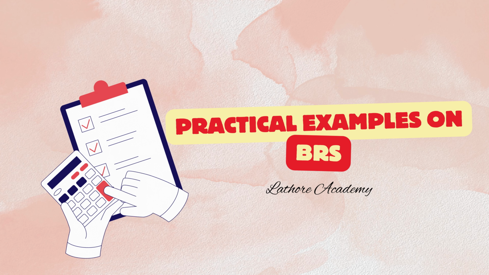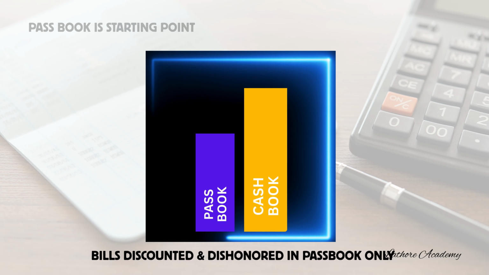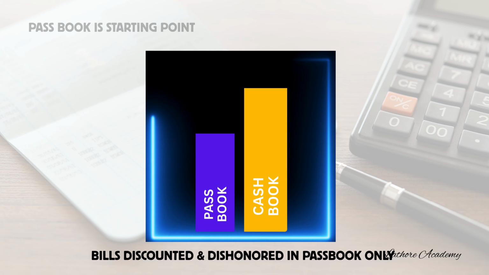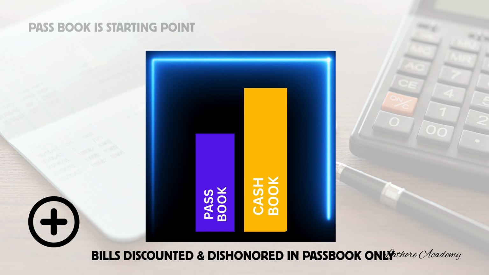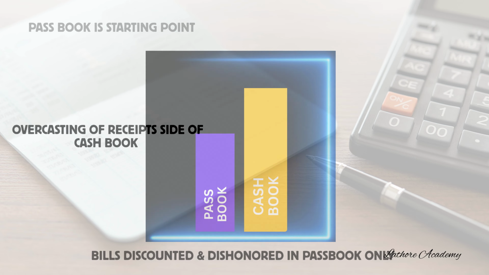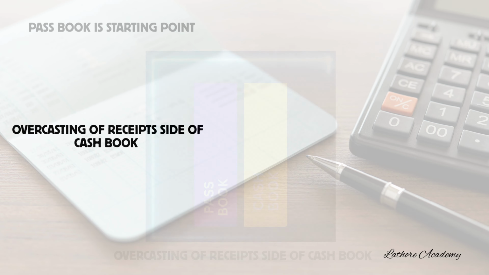Moving on to the next transaction, bill discounted previously dishonored in the passbook only. When a discounted bill is dishonored, the bank recovers the amount, which reduces your passbook balance first. So your cash book doesn't reflect this recovery. We have to add back to the passbook balance to match the cash book balance. Moving on to the next transaction, overcasting of receipt side of the cash book.